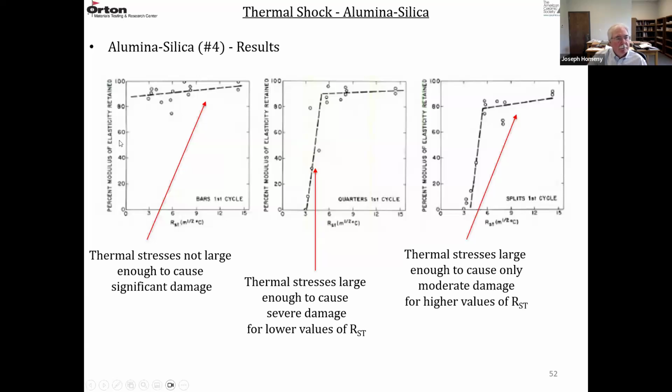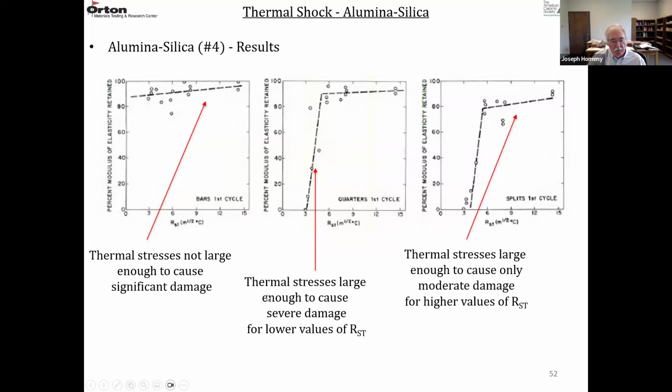So this is some of the results. This is the percent modulus retained versus RST. For the bars, the small bars, the intermediate size samples, the quarters, and then the thickest samples, the splits. So the circles represent different samples. So the thermal stresses are not large enough to cause damage for the small bars. So they're all up very high in retained modulus.